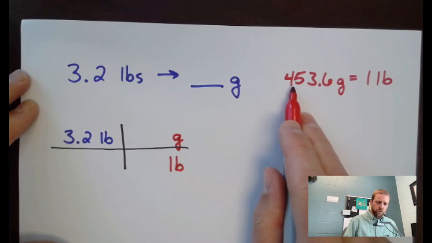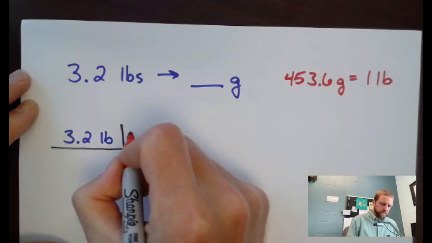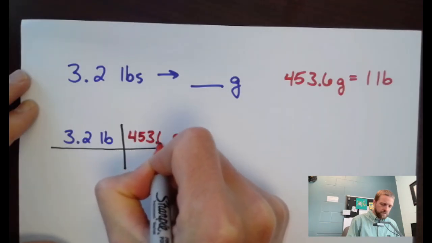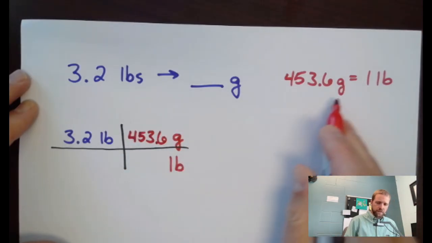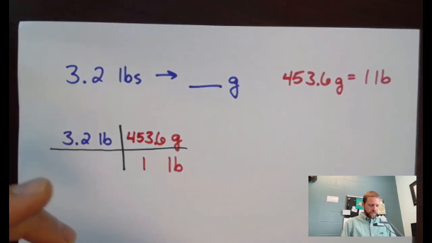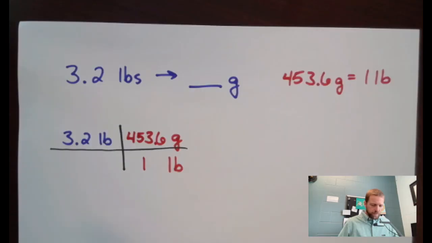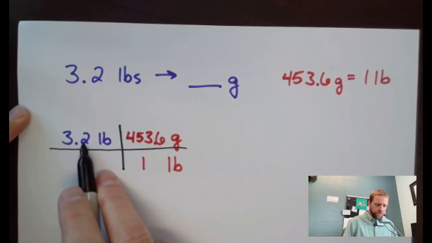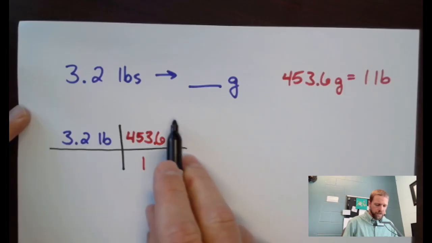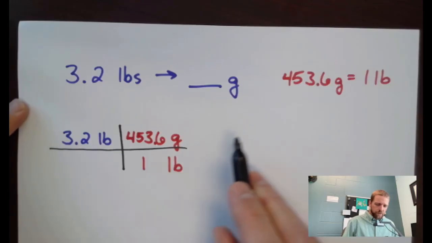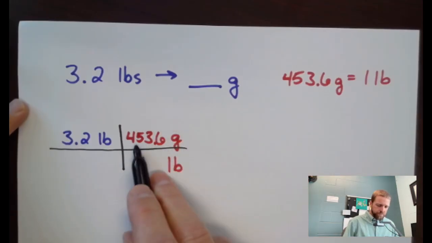So I know that 453.6 grams is equal to 1 pound. So this is going to give me my conversion factor. Now remember, this is everything right here. I'm just multiplying 3.2 pounds by 1, which doesn't look like 1. But remember, that's the principle here.